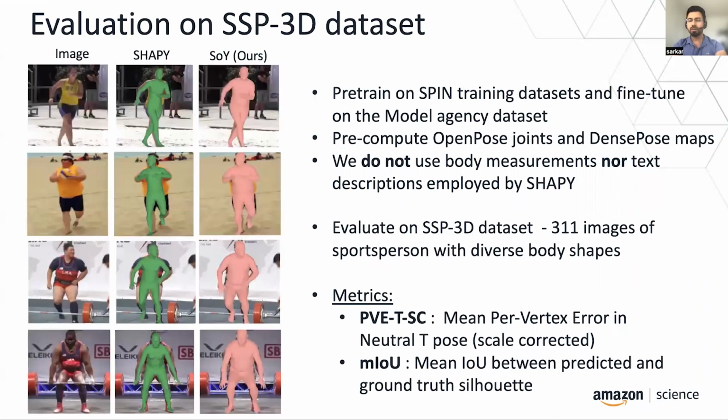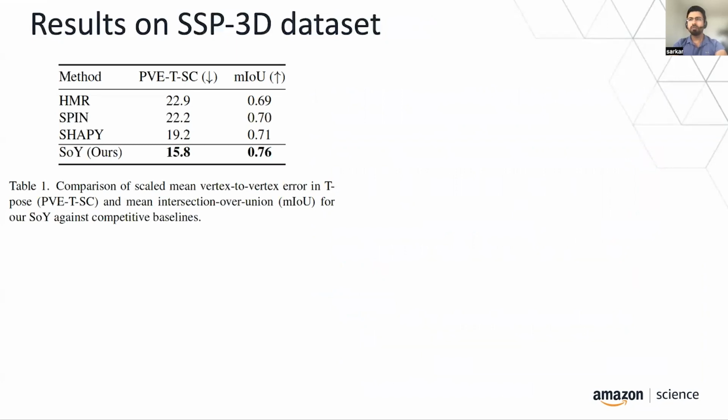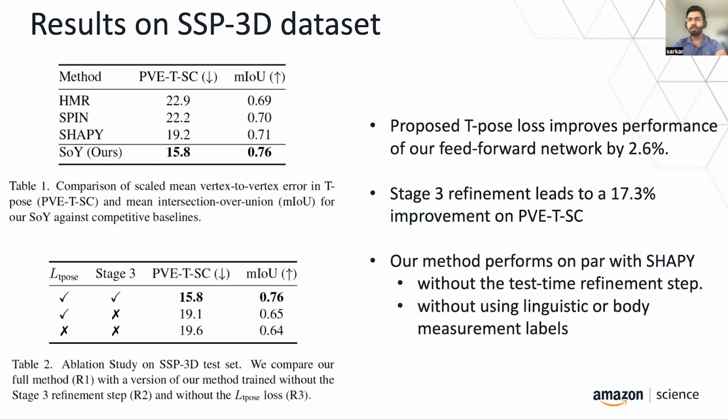We now show some qualitative results on the SSP3D dataset. The green SMPL meshes are generated by ShapY, and the pink ones are using our method. From table 1, we observe that using our full method, we have an overall improvement of 17.7% on per vertex error metric over ShapY. We conduct an ablation study and observe that the proposed T-loss improves performance of a network by 2.6%. Stage 3 refinement during inference improves performance further by 17.3%. And we perform on par with ShapY without the test time refinement and without using any of the linguistic or body measurement labels.